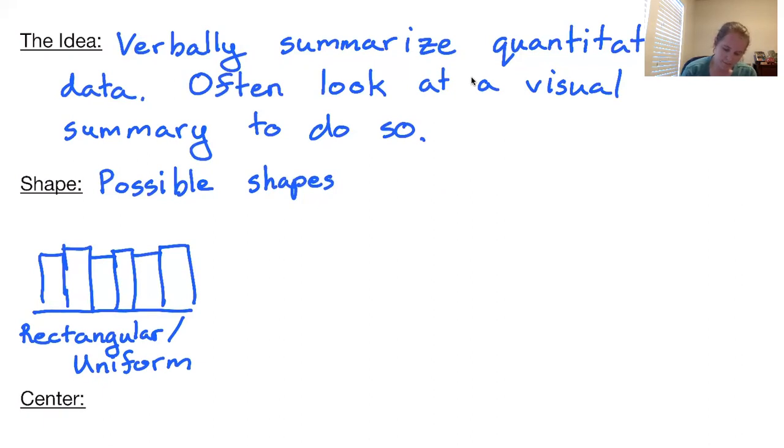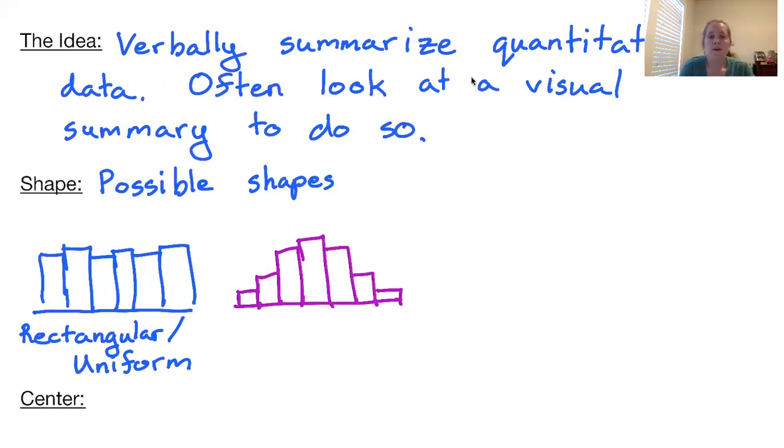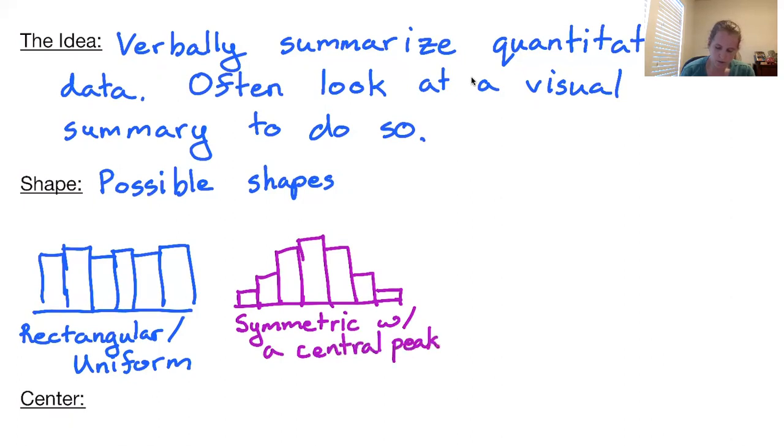Next up, we have one that looks more like a hill. For now, your book calls this symmetric with a central peak. You will also likely hear me refer to this as normal. So if you hear me say normal, I really mean symmetric with a central peak.